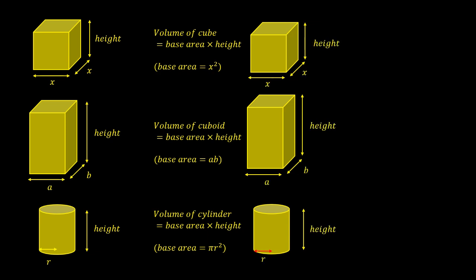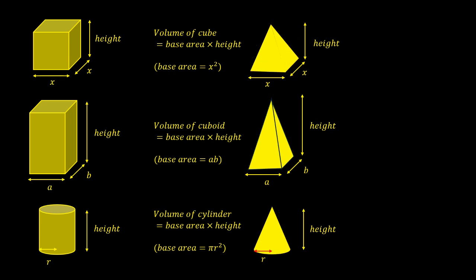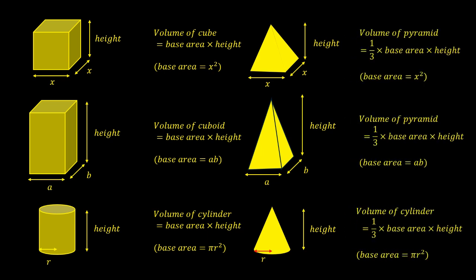Now, let's look at the three shapes on the right, the cube, the rectangular prism, and the cylinder. If we reduce their volumes to 2/3 of their original size, what do they become? That's right, they turn into a pyramid and a cone. If you've learned the volume formulas for pyramids and cones, you'll know that they are calculated as 1/3 times base area, times height. So, when finding the volume of a pyramid or a cone, you simply take the formula for a prism and multiply it by 1/3.